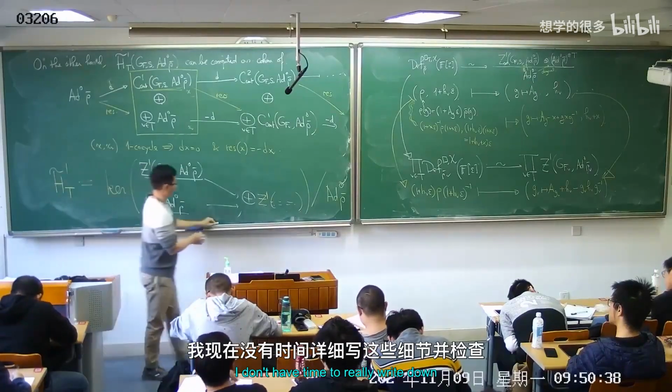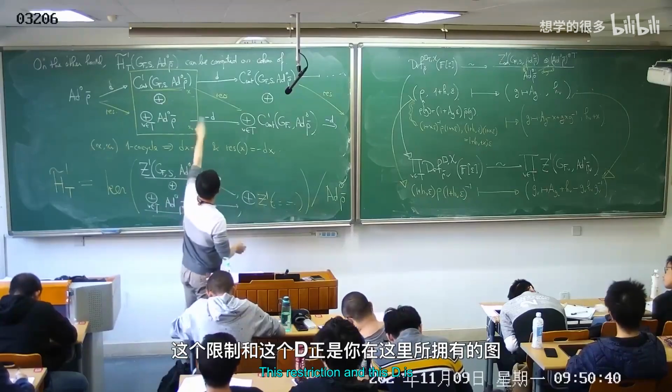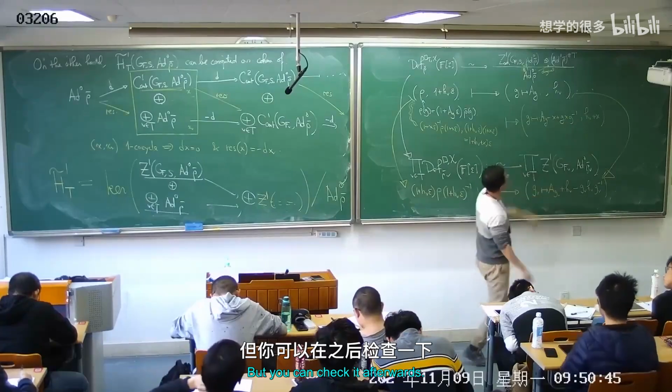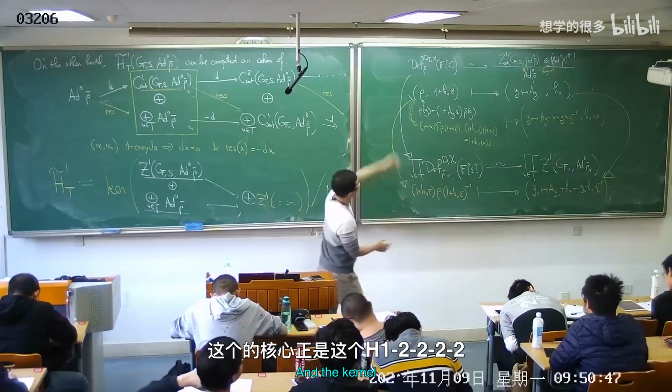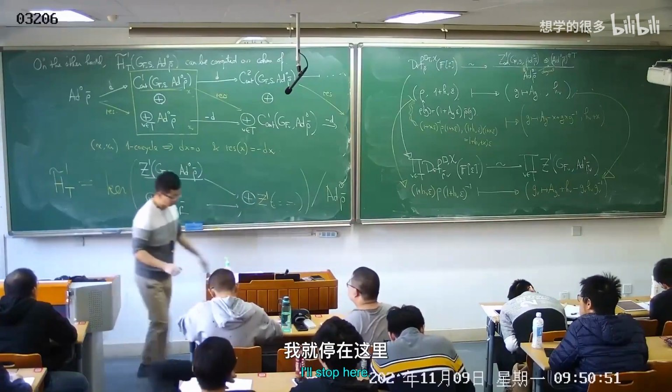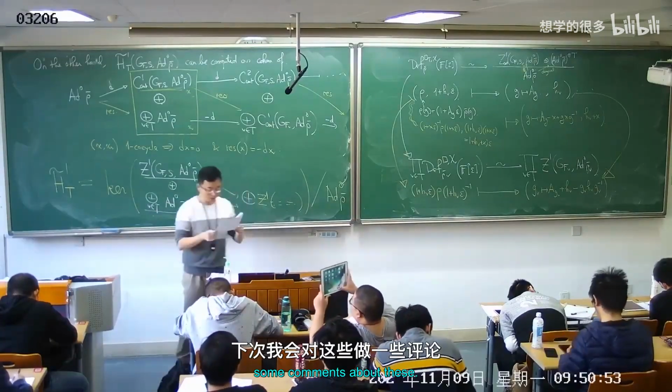I don't have time to really write down the details and check this out. This restriction and this D is precisely the map you have over here, but you can check it afterwards, I believe. And the kernel of this one is precisely this H1 tilde T. Okay, I'll stop here. And next time I'll make some comments about these.